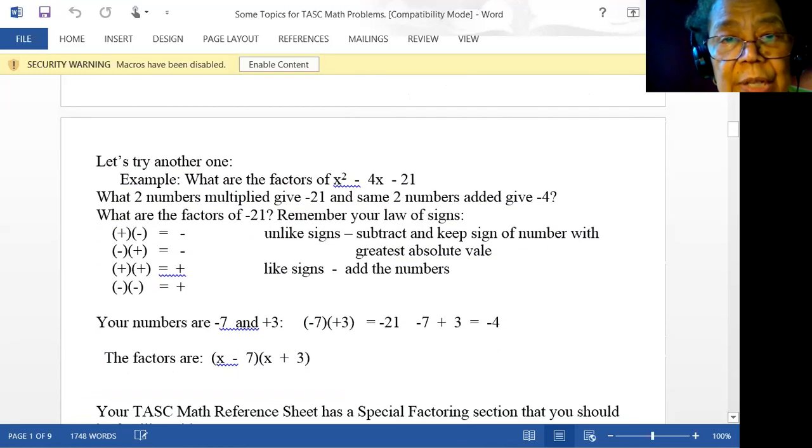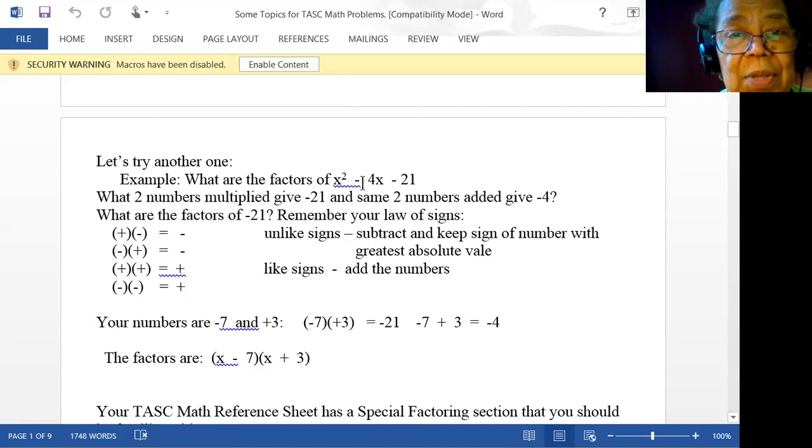Now, let's take another one. What are the factors of x squared minus 4x minus 21? What two numbers multiply to give you a negative 21? And those two numbers will add to give you a negative 4.